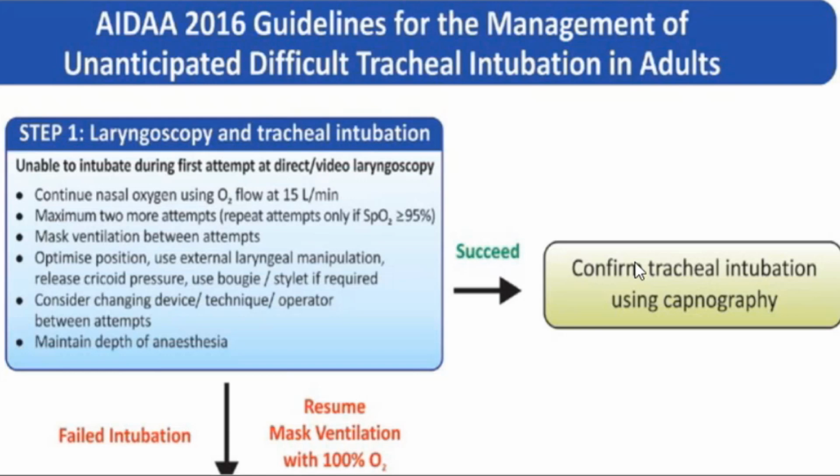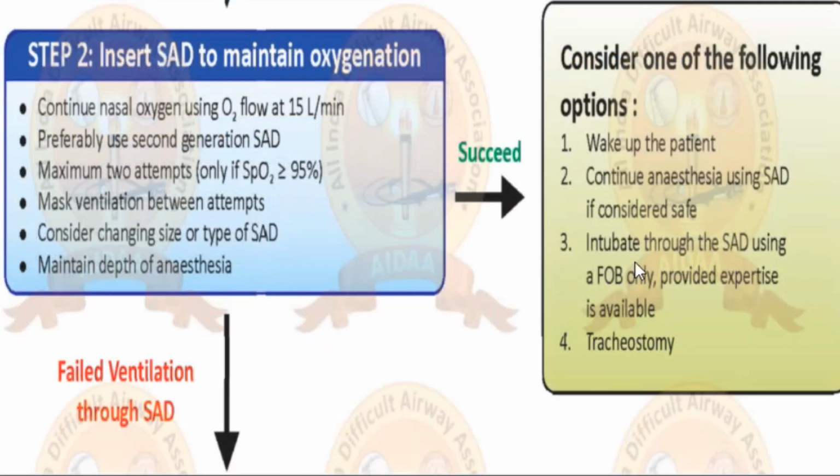So for some reason, if you're not able to intubate with these 3 attempts that you've been given, so there's 1 failed attempt and 2 attempts afterwards, then move on to the next step. Don't get fixated on that step and just go on trying more and more. So the second step is the supraglottic airway device.